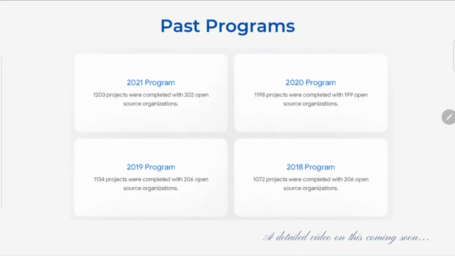And let's bring up some statistics of past years. In 2021, there were 12,003 projects that were completed with 202 open source organizations. And you can clearly see that from 2018 the number of projects has been increasing.